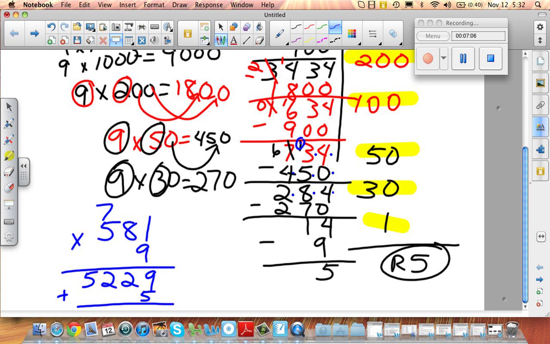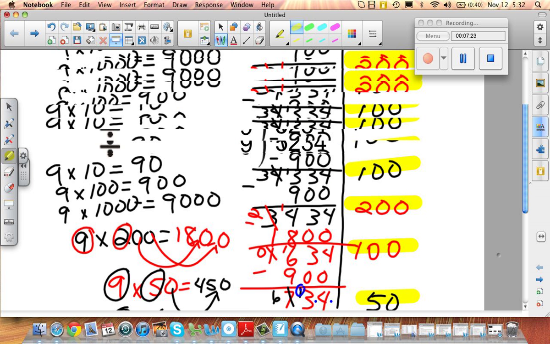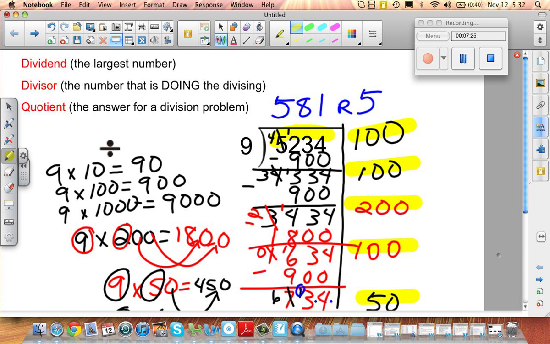So can I scroll down anymore? Come on, I need to scroll down just a little more. 9 plus 5 is 14. 3, 2, 5. This math problem, let's see if that's what we started with. If it was 5,234. When I say it's super important to check your work, it's because it's so easy to make errors in long division. 5,234, that's what we started with.